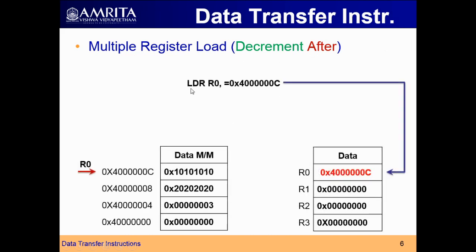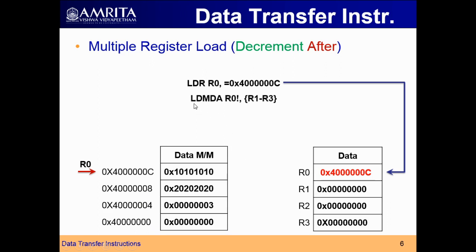Here I am writing an instruction LDR R0, 400C, right? So what will happen? This 400C location will be moved on to R0, and here you should keep in mind the address location is getting decremented, because the initial location is 400C, then it is 4008, 4004, 400. So the address location is getting decremented in this example.